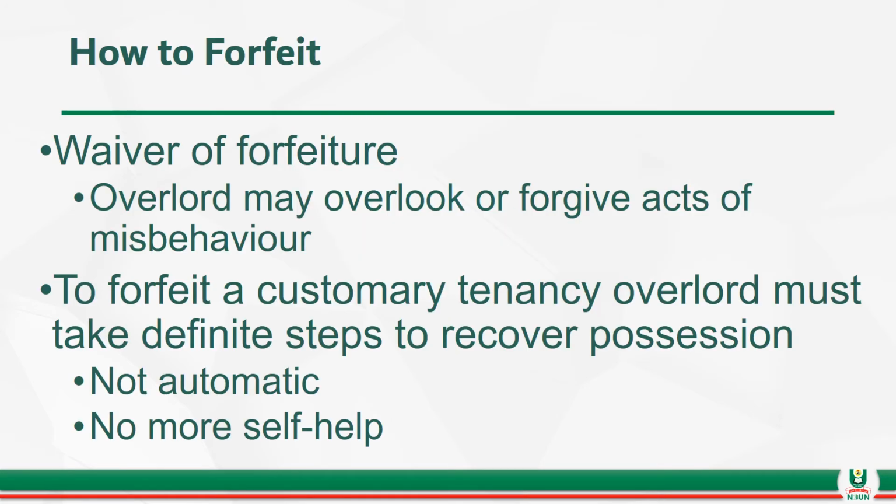So moving on, we are going to talk more about forfeiture as a ground for customary tenancy. Now, where a tenant has engaged in an act of significant misconduct or misbehavior, the tenancy may be assumed to have been forfeited. However, there must be steps to take. The first thing you must remember is that the overlord has a right to overlook or forgive acts of misbehavior. So where the overlord does that, then he has waived forfeiture and there will be no forfeiture.